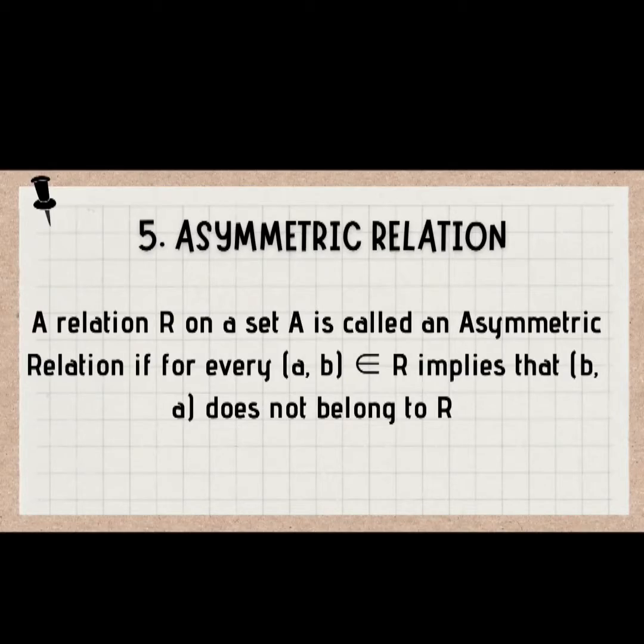A relation R on set A is said to be antisymmetric if and only if (a, b) belongs to R and (b, a) belongs to R, then a is equal to b. A relation is said to be asymmetric if (a, b) belongs to R, then (b, a) does not belong to R.